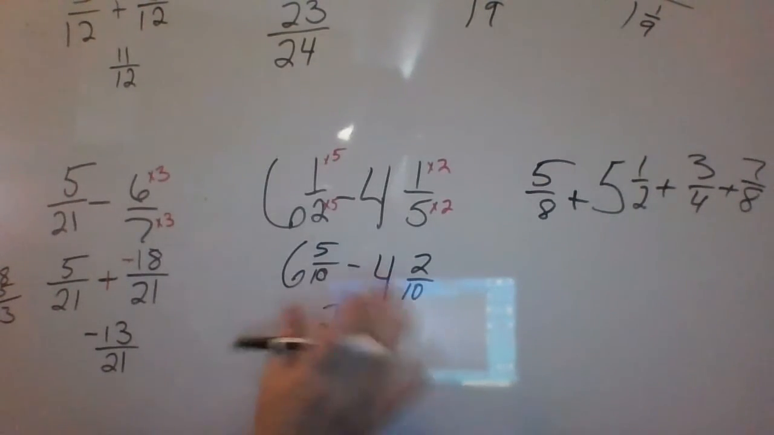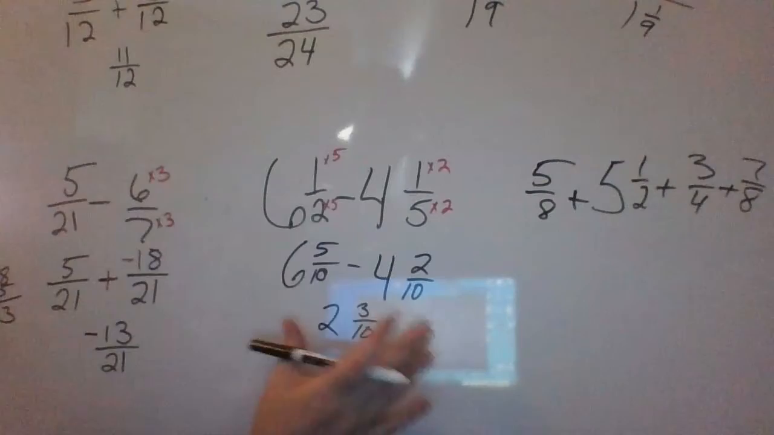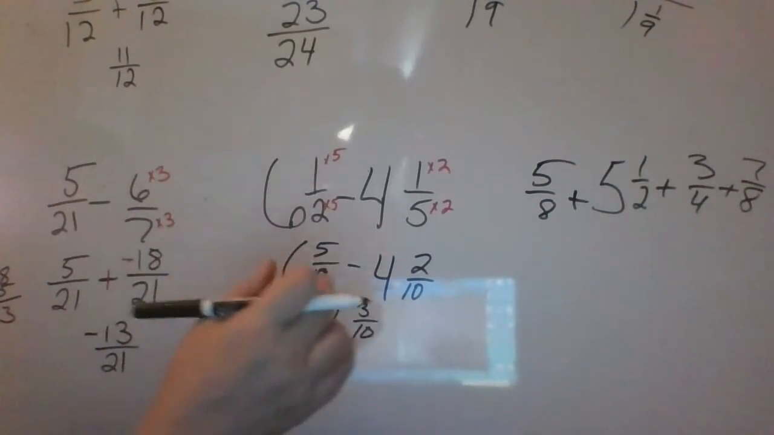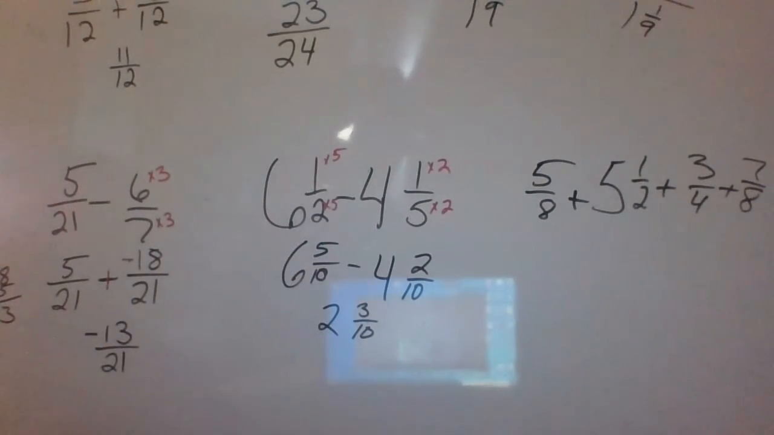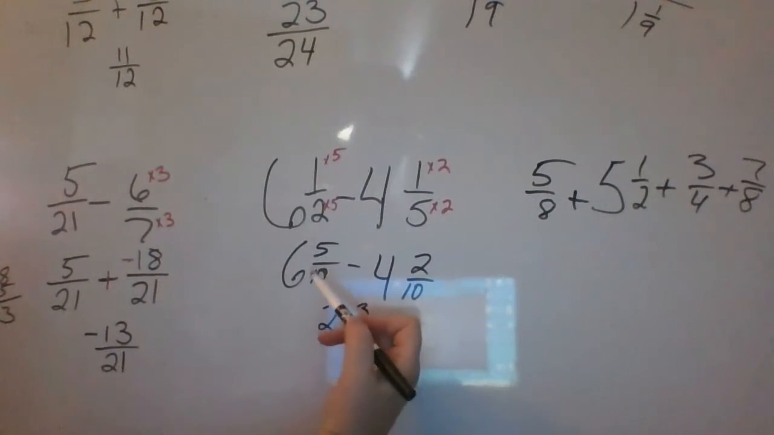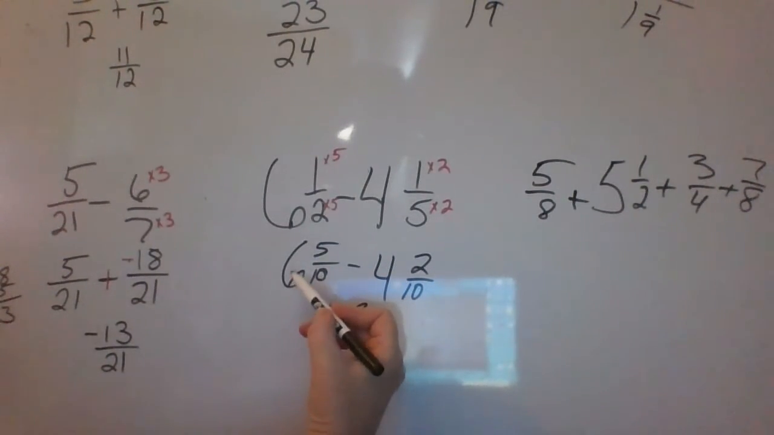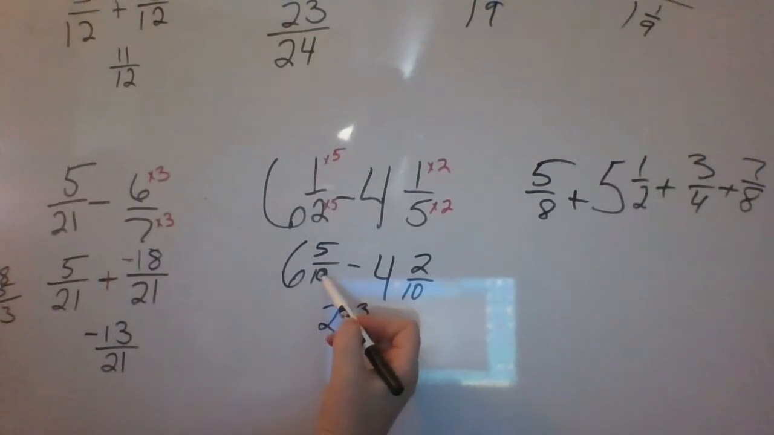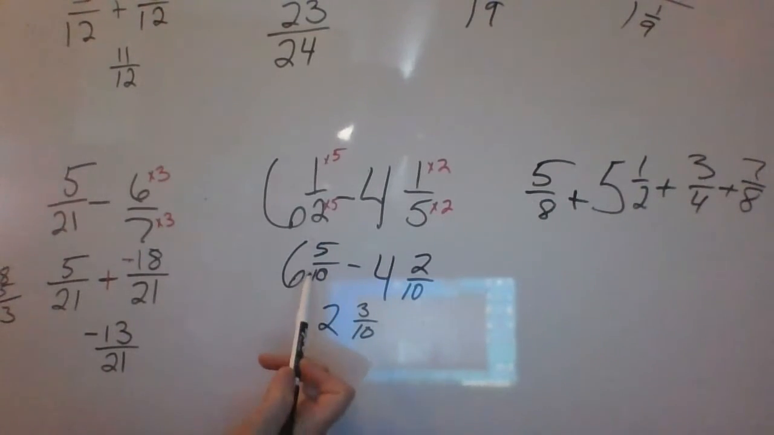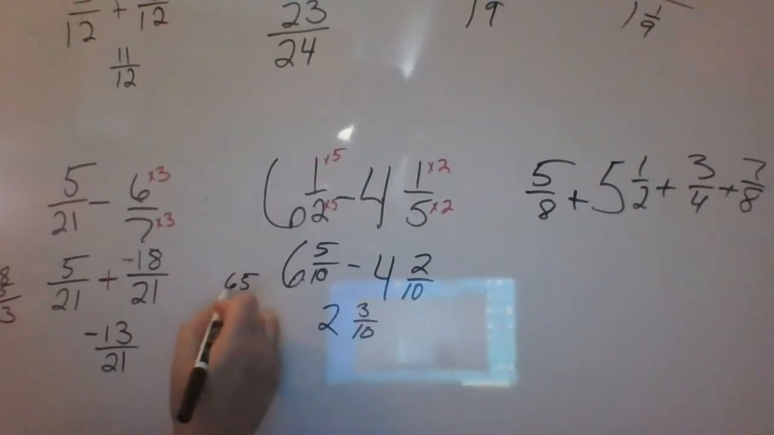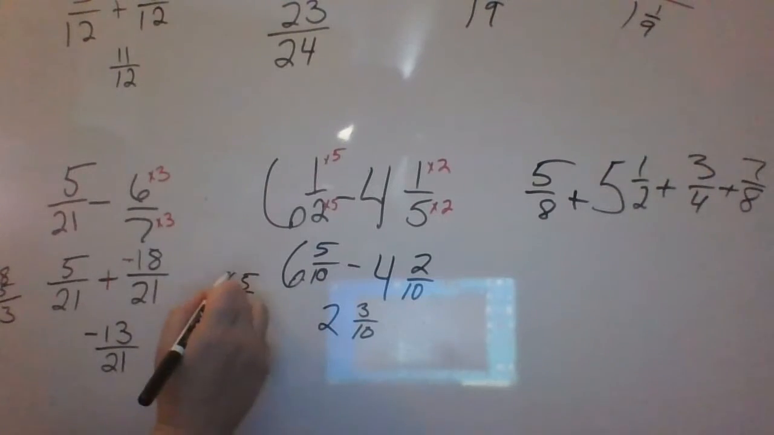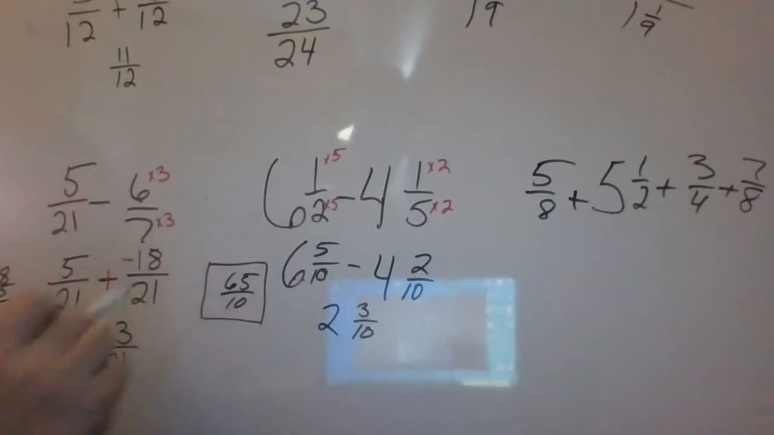Remember that some of these you may need to change into improper fractions if you're not able to work it out using the mixed number. You can change it into an improper fraction by taking the denominator times your whole number and adding that to your numerator. Your denominator stays the same. So in this case, we would do 10 times 6 is 60, plus 5 is 65, and it would be 65 over 10. Just a reminder of how to change to an improper fraction.